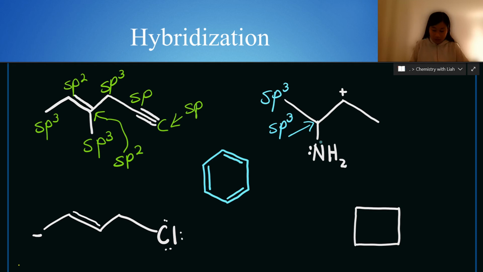Now let's do the hybridization of this nitrogen. So this nitrogen has 2 groups, plus 1 group, plus another group. So in total that's 4 groups. So this nitrogen is sp3 hybridized.